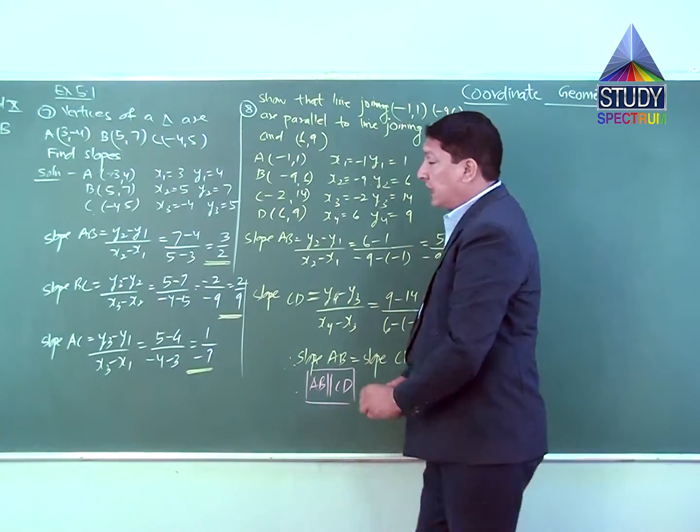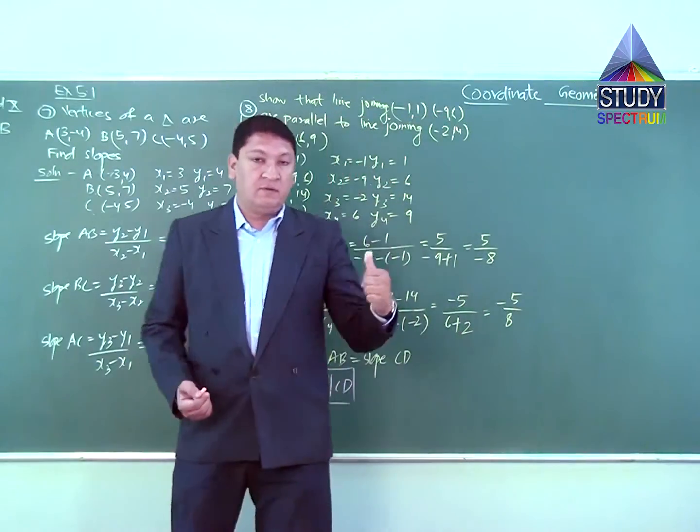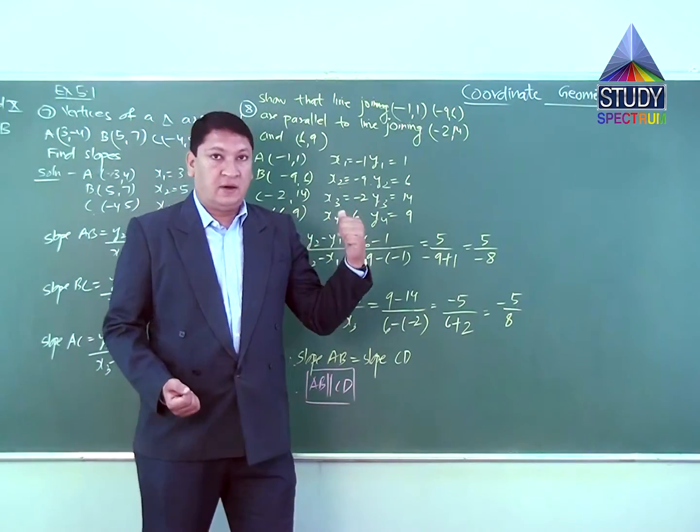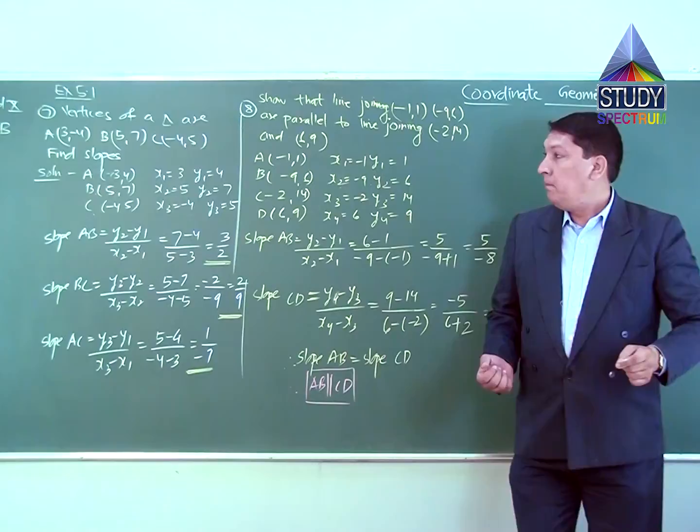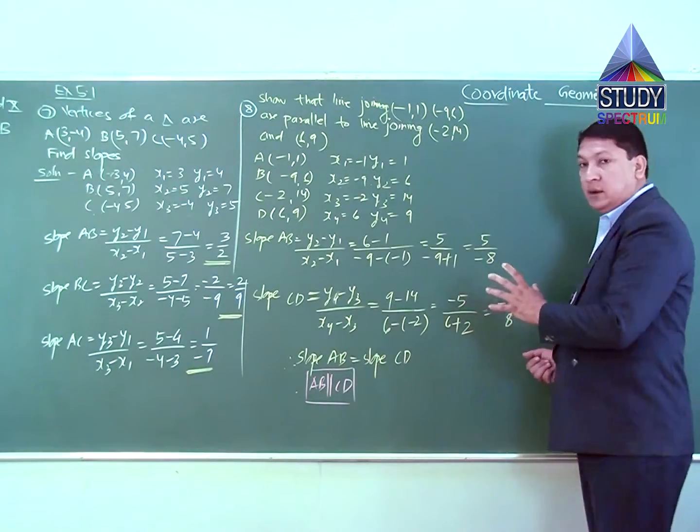So we have done two types of sum. In the first type, we found out the slope of a triangle. In the second case, we found out whether lines are parallel or not parallel.